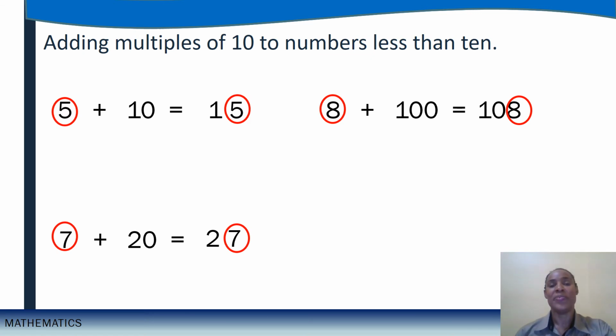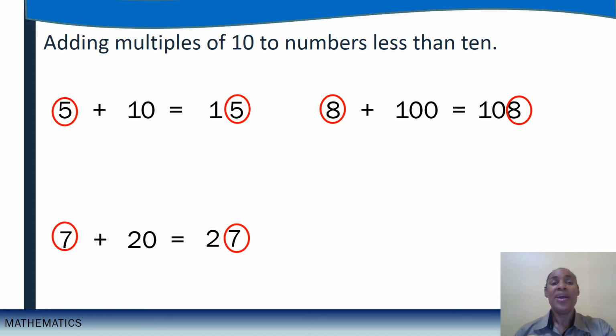Let me help you. Since multiples of 10 have 0 in the ones place, and 0 added to any number does not change the value of that number, it is true to say when we add multiples of 10 to numbers less than 10, the digit in the ones place in the answer is the same as the number of ones being added. Do you notice anything else about the answer and the numbers being added, boys and girls?